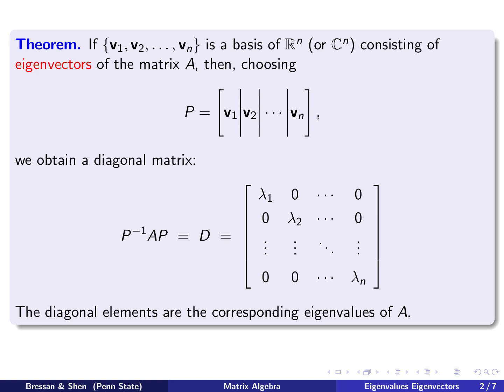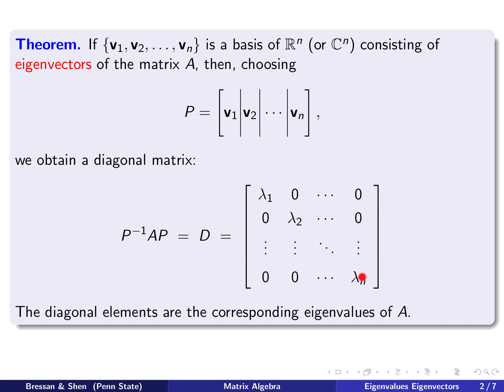It says that if I have a basis of a vector space Rn or Cn, with the vectors v1, v2, to vn, and these are eigenvectors of the matrix A, then by choosing a matrix, let's call it P, which takes all these eigenvectors as its column vectors, so P is a square matrix, we can obtain a diagonal matrix from A by making this multiplication, that is, P inverse times A times P will be a diagonal matrix.